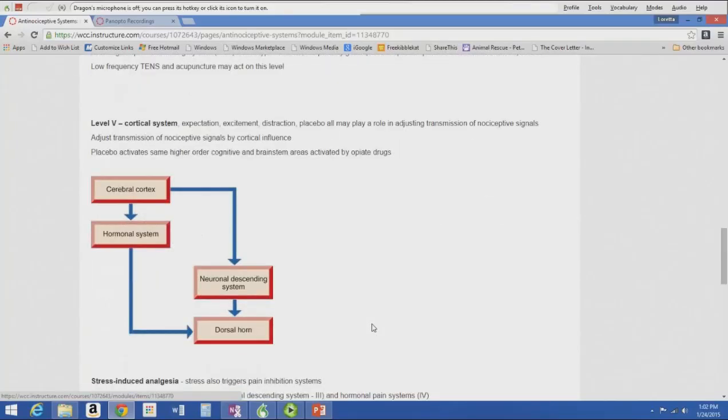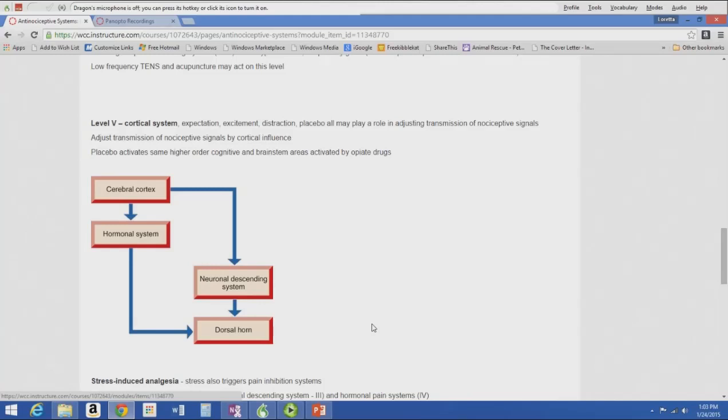So the fifth level is the cortical system. That's from our cerebral cortex. This is the expectation, excitement, distraction, or placebo. They can all play a role in adjusting the transmission of nociceptive signals. So the cortical influence is what controls it. The placebo effect activates the same higher order cognitive and brainstem areas activated by opiate drugs. Well, gosh, what's better for you, the placebo or opiate drugs? Obviously the placebo has fewer side effects.